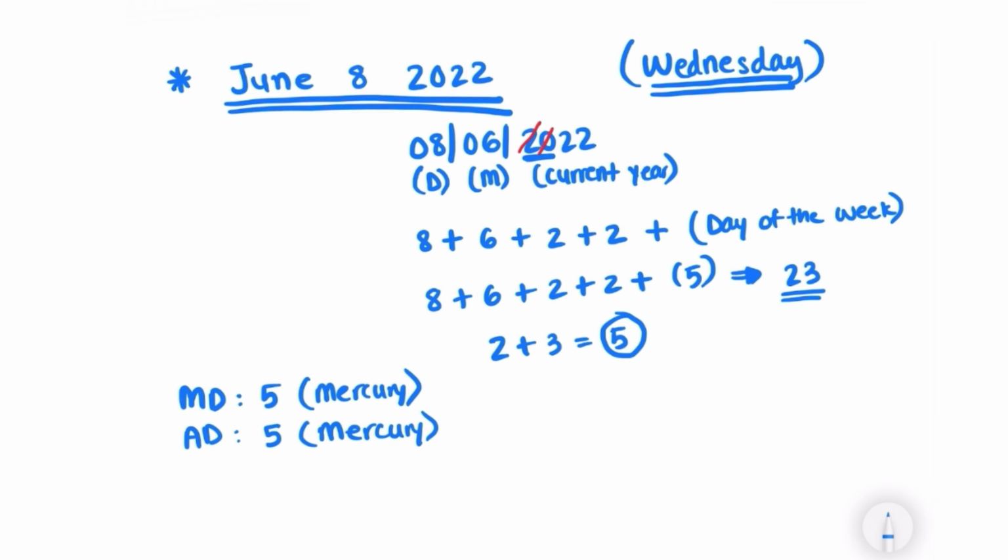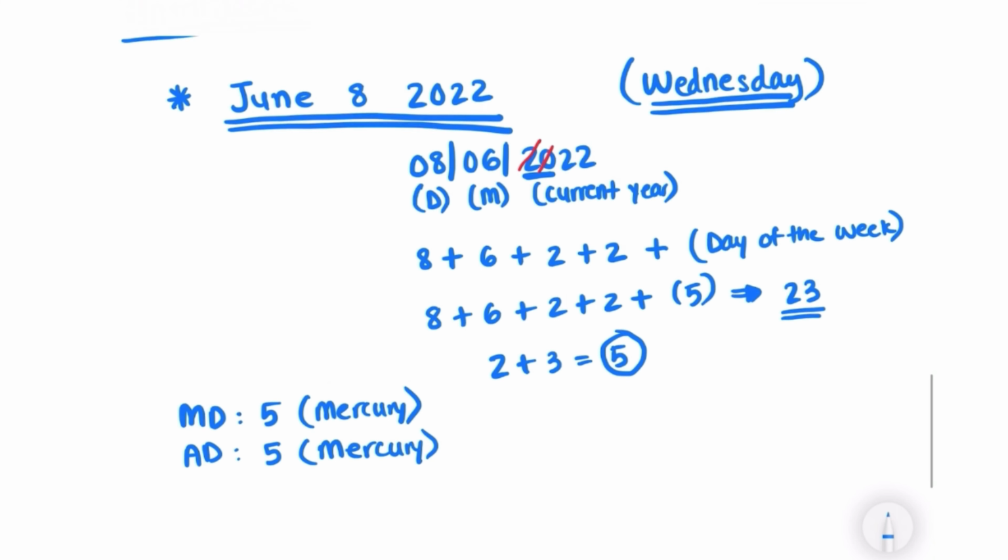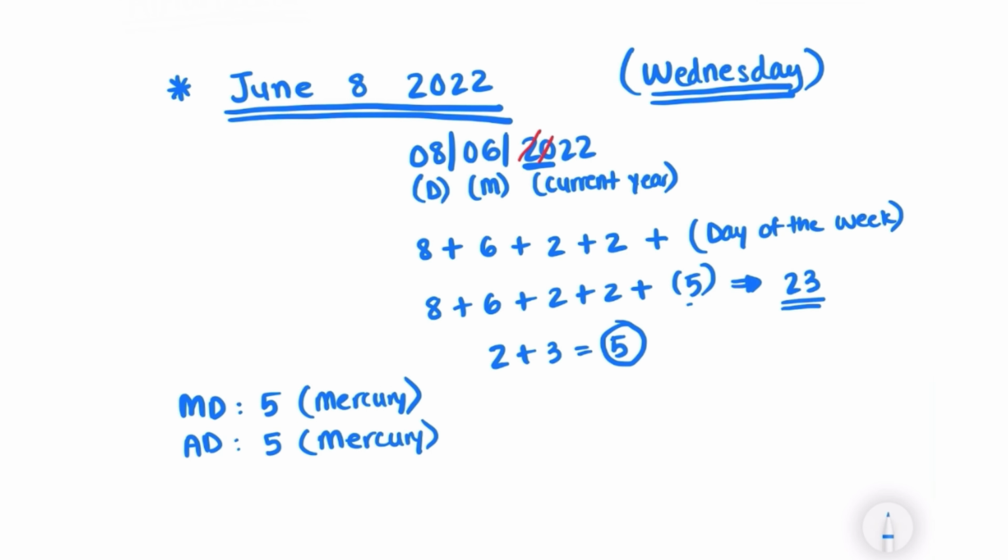All right, so if it was, for example, let's say on June 8, 2022, if it was some other day, for example, Thursday, then Thursday is Jupiter's day, right? So Jupiter's number is 3. So instead of 5, we would put 3 and then add them up together. Then if it was on a Sunday, then we will put 1. So according to the days, you have to plug and chug the numbers. Just check the table and you will be fine. You'll be good to go. You will know which number to add. So that's how you calculate Antardasha.